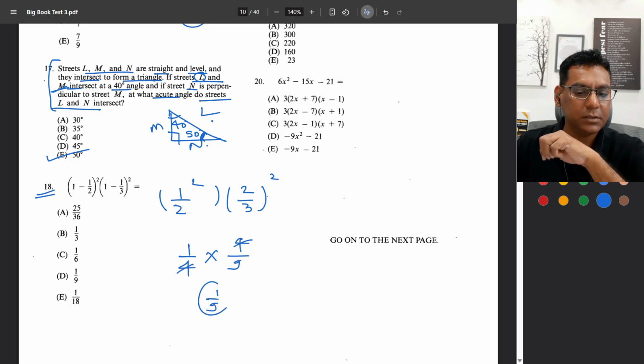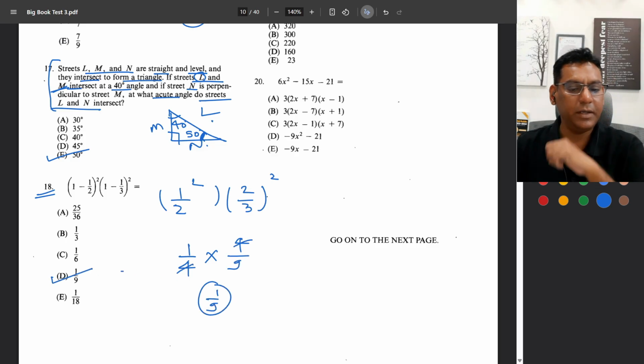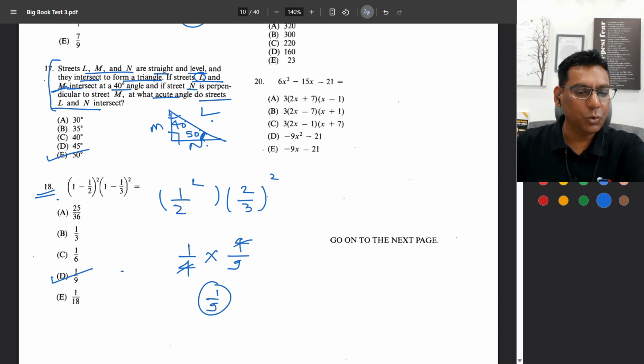1 by 9 is the answer. Answer choice B. Okay. There is no need to do decimals here. Sometimes it is easier to do it with the decimals, but here I think the numbers were such that you could just directly do it.